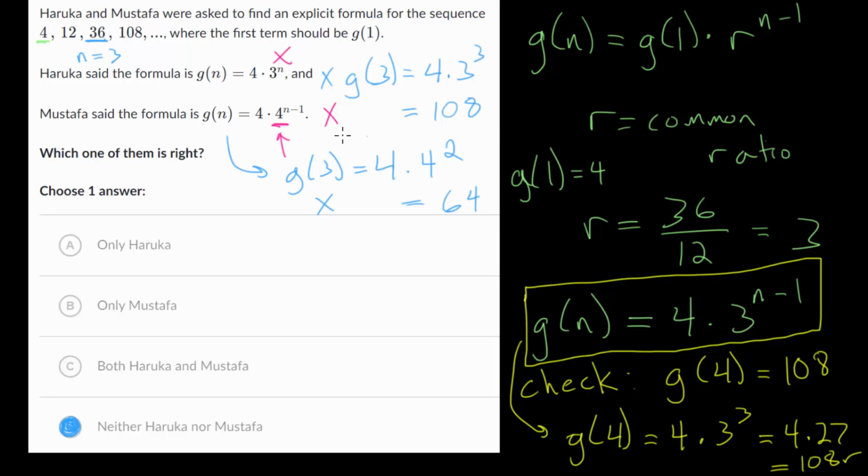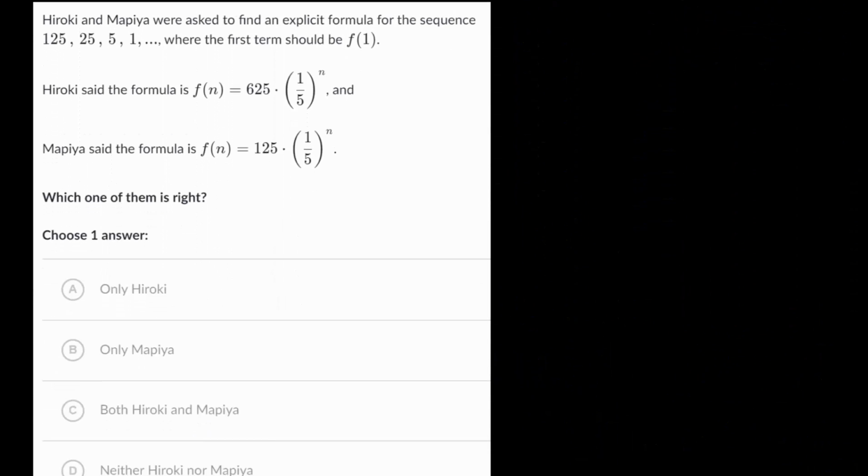And for the next problem, you can choose to do it either way. You can generate your own formula and then compare it, or you can just plug in values and see if you get back what the actual terms are in the sequence. And the second way is probably a little bit faster, but it's good practice to be able to generate your own formulas for these sequences. So let's look at another one.